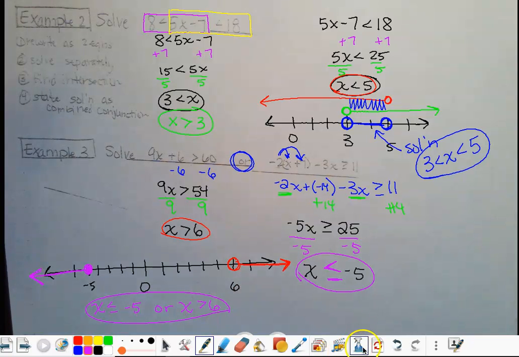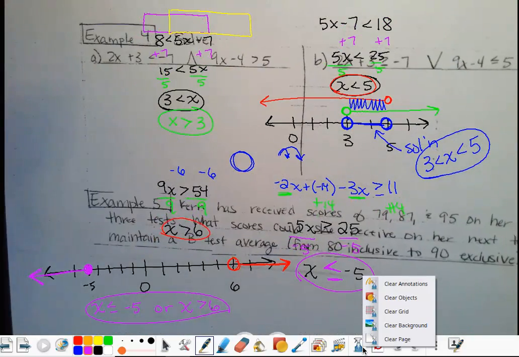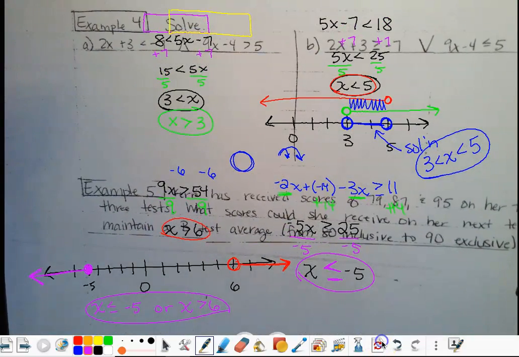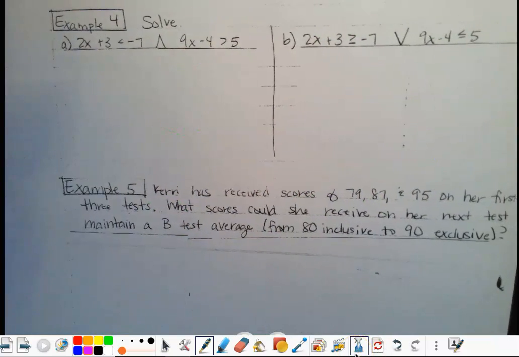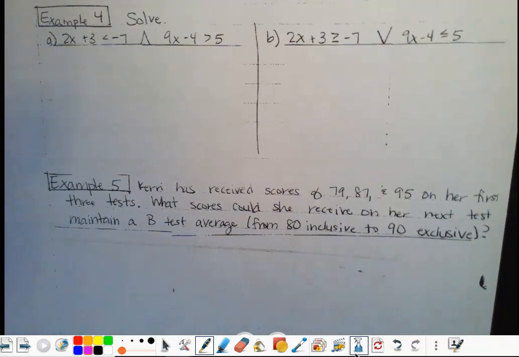Okay, let's flip over to the back. Okay, there it goes. My board didn't want to clear for a minute. All right, let's flip over to the back and solve.